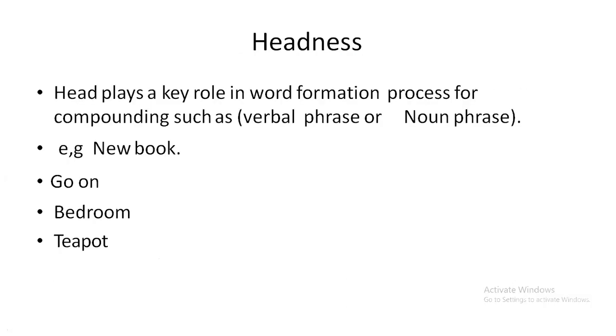In this slide, I simply ask you how to find the key element among two. Just looking at them, we can guess. Book in new, but in go on, on is not the key element. It's a function word, not a content word. So we go to the go, not the on. In bedroom, we have confusion, either bed or room. In teapot, either tea or pot. Which one is the keyword, the head word?